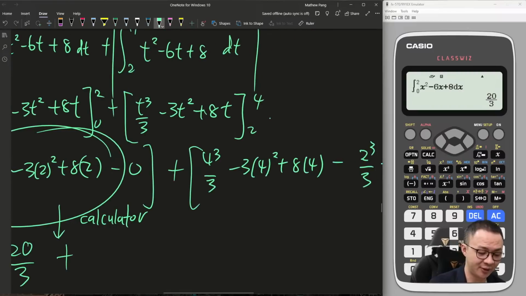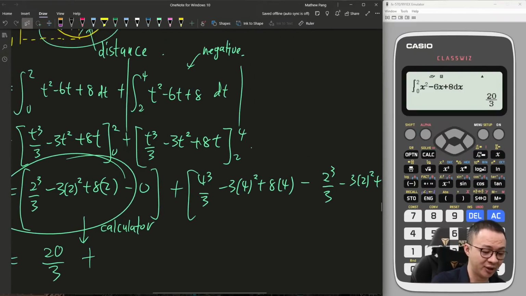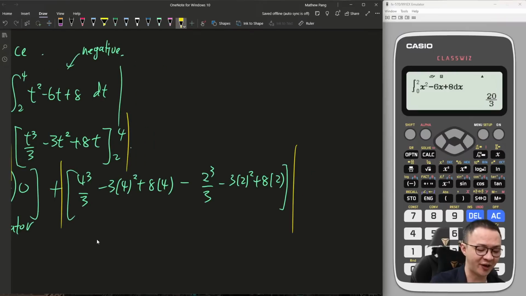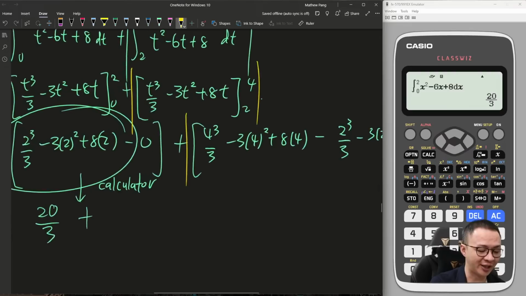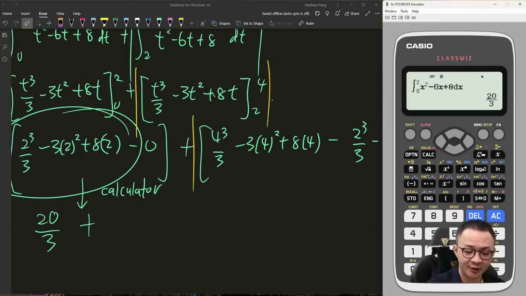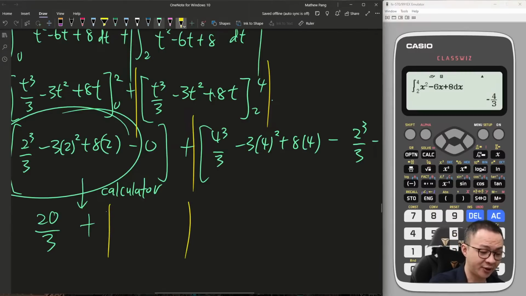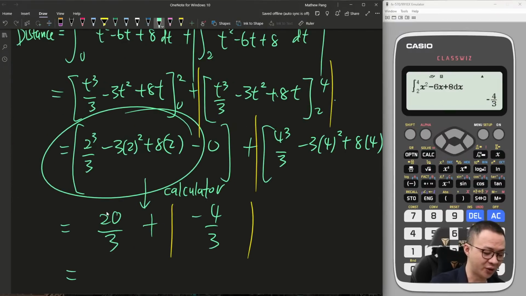Okay, here, because I forgot to add the modulus. Or you can add the modulus at the end, I believe SPM should be fine. If higher level, they want you to add the modulus at the very beginning. But for SPM, they are not so strict. So this is 2 to 4. You can see, I will add the modulus for it. Negative 4 over 3. So add together is 24 over 3.